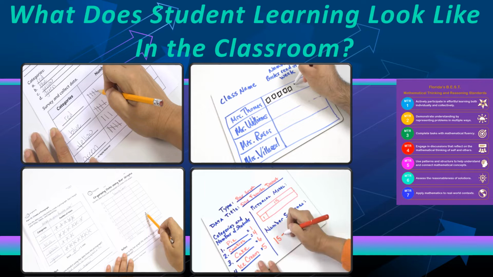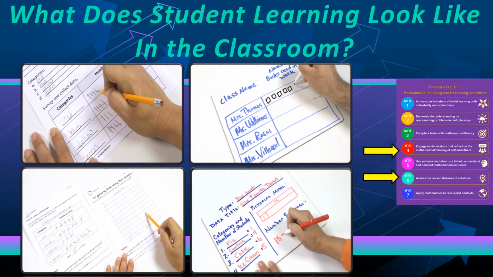As you can see, there is an MTR poster on the side. So what MTRs align with this scope or unit? MTR 4, which is engage in discussions that reflect on the mathematical thinking of self and others, is seen when students discuss the data they have collected, categorized, and represented in order to reflect on their interpretations. MTR 6, which is assess the reasonableness of solutions, is seen when students explain how they represented the data in order to determine if their representations make sense.